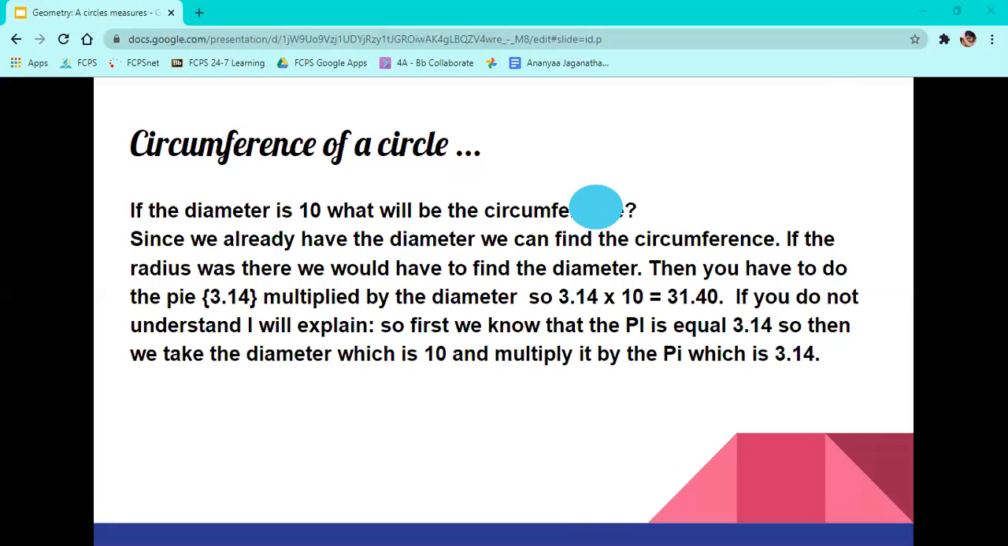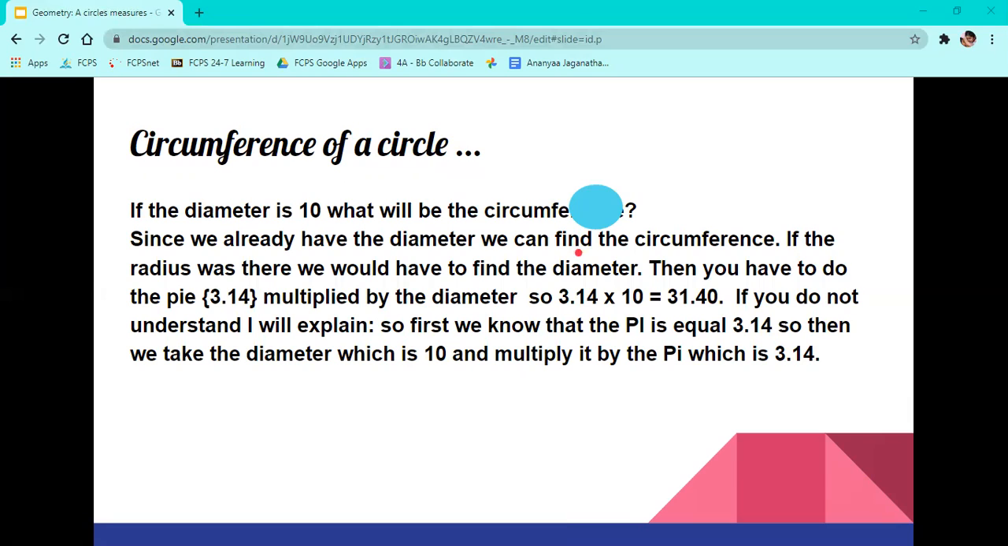Okay, circumference of a circle. If the diameter is 10, what would be the circumference? Since we already have the diameter, we can find the circumference. If the radius was given, then we have to find the diameter. Then you multiply pi, 3.14, by the diameter. So 3.14 times 10 is equal to 31.4. 31.40 or 31.4. If you do not understand, I will explain.